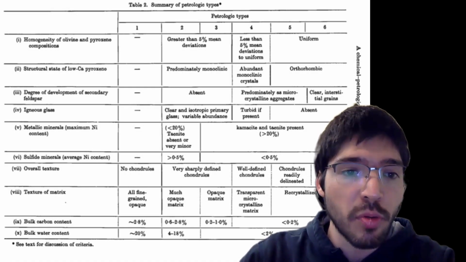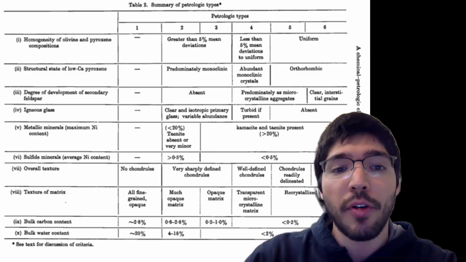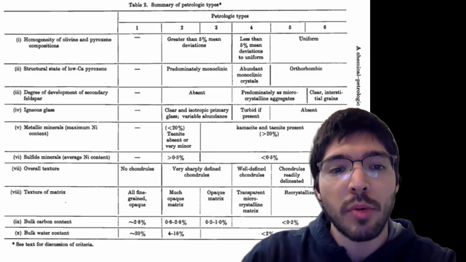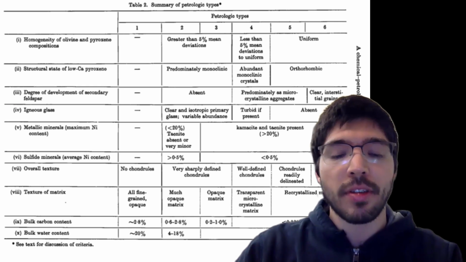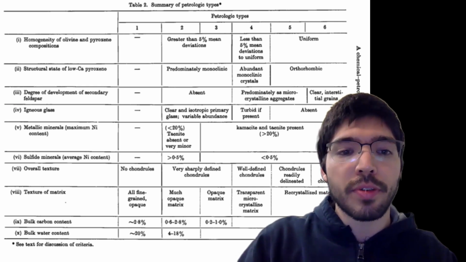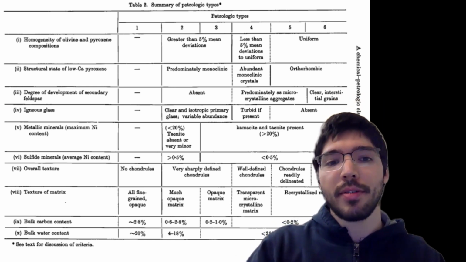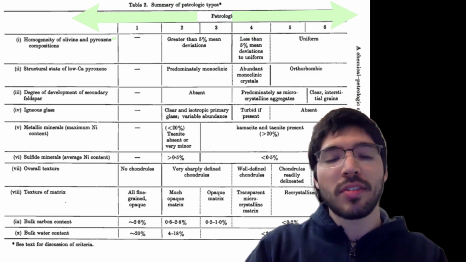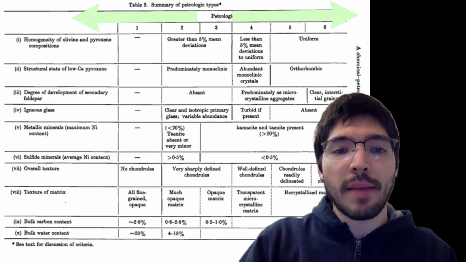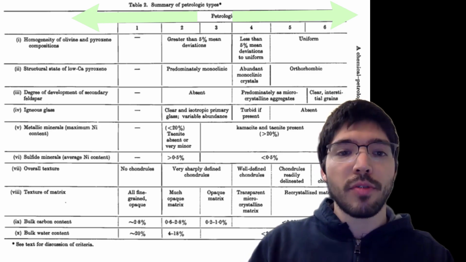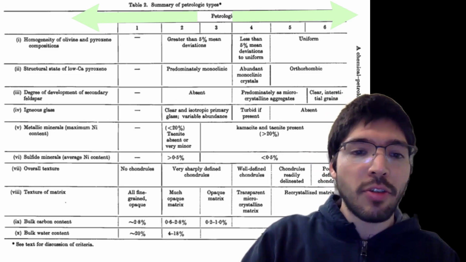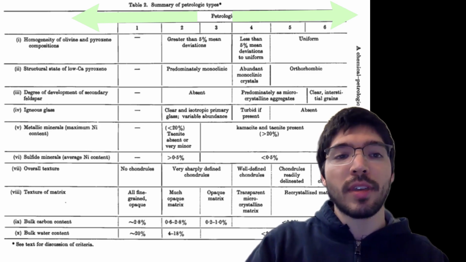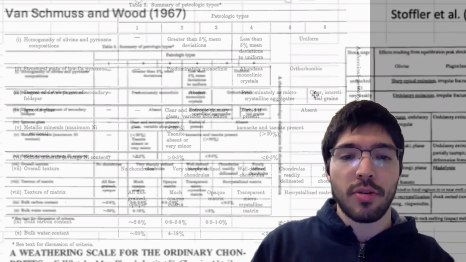Van Schmus and Wood 1967 is a very important paper because it was the first major paper to separate the chondrite groups according to their petrologic type. So from 1 to 6, where 3 is the most primitive, and as you go to 6, that means increasing amounts of metamorphism due to heat on the asteroid. And as you go down to 1, that indicates increasing amounts of aqueous alteration.